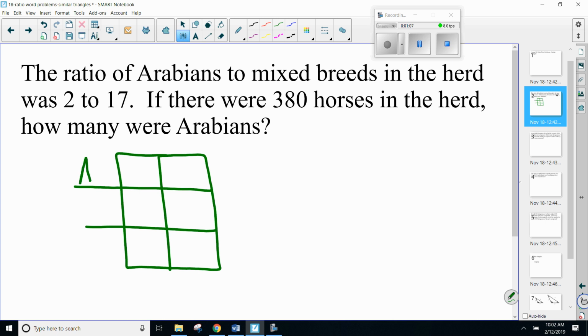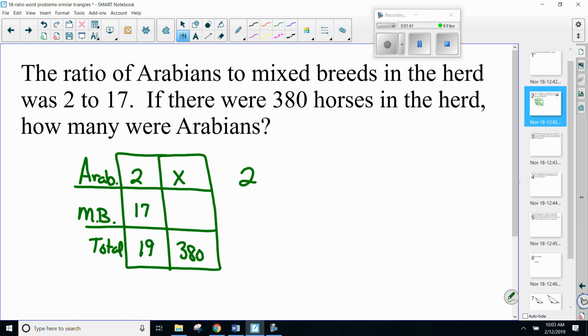So you have Arabians to mixed breeds. The way that the numbers appear are in the same order that the words appear. So Arabians to mixed breeds was 2 to 17. So how many total horses? 19. So we put our total down, and then it says if there were 380 horses in the herd, what's 380 referring to? Total. So if there were 380 in the herd, how many were Arabians?